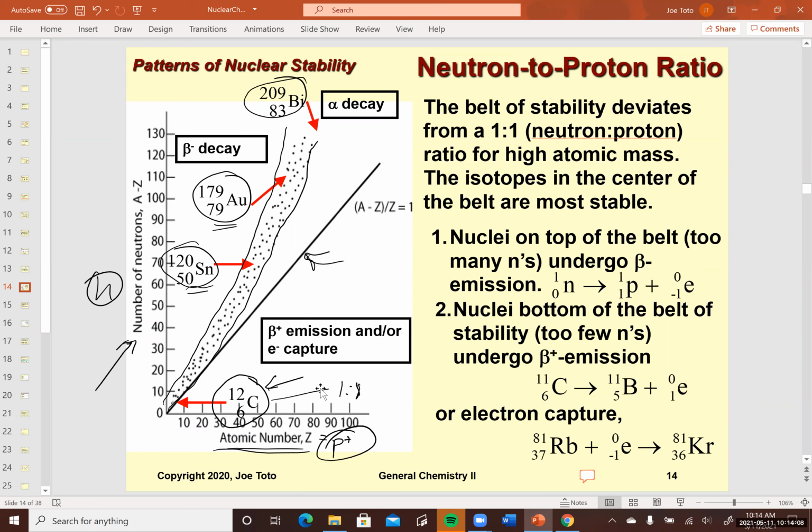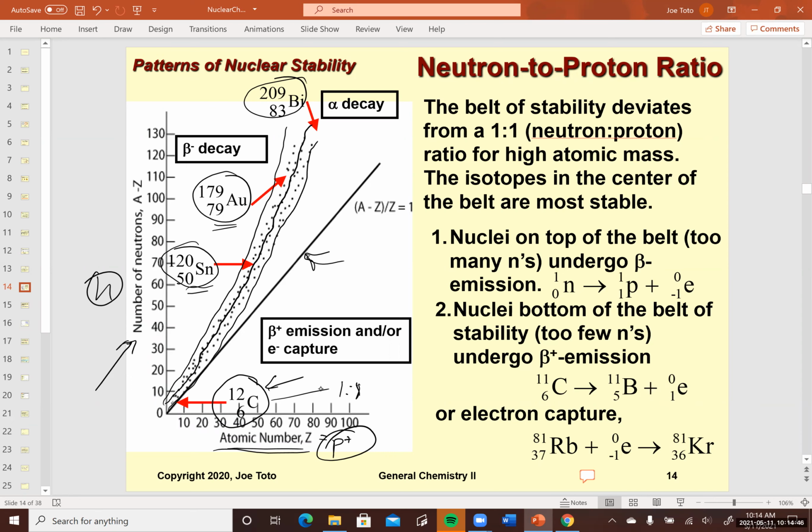That's all good and well, and you can extract all that information from this plot, but there's more information that you could get from this plot. So far, we see that for stable nuclei, as they get larger, they're going to need more neutrons than they have protons to hold them together. Now, the most stable atoms in this belt of stability would be the ones right in the center.